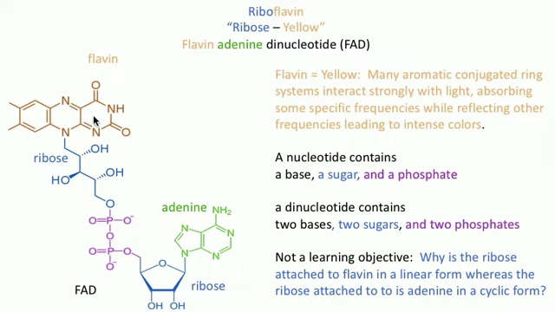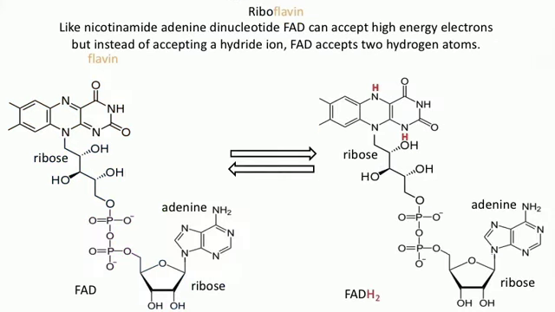Well, flavin has a six-membered ring on both sides of the central six-membered ring, so there's no place for that to rotate, and therefore you can't have a cyclic ribose there. Rather, you have a linear one. But again, you have base, ribose, phosphates, a dinucleotide.